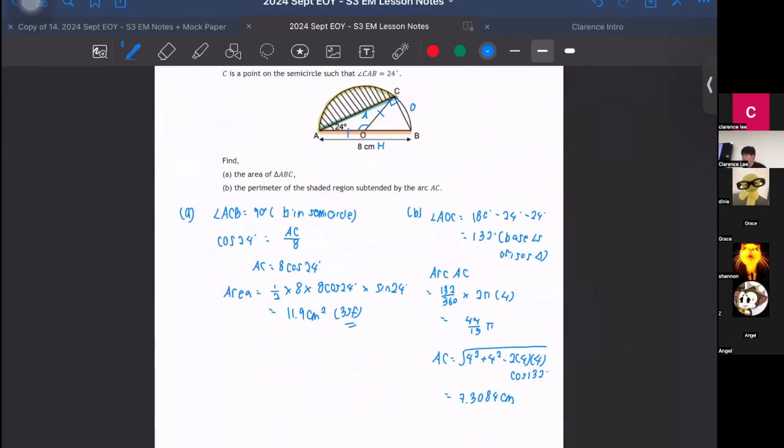Then of course the last step is to add both together. And your final answer will be 16.5 cm to 3 s.f. Okay, so I believe you know how to write the working for the last portion. So your final answer should give you 16.5 cm when you add the length of the arc plus the length of the line AC.